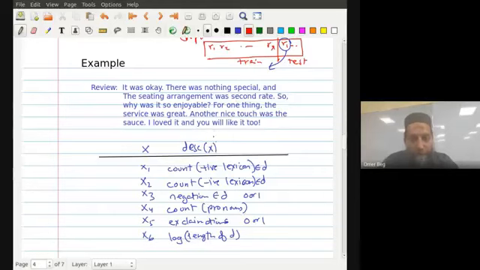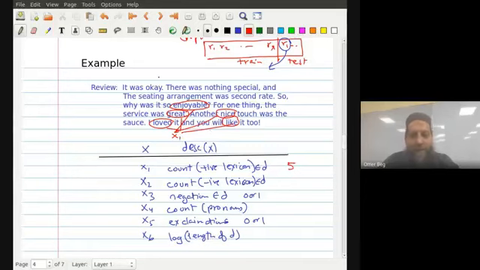So count of positive words. Let's look at some positive words. Enjoyable is a positive word. Great is a positive word. Nice definitely is a positive word. Loved is a positive word. Like is a positive word. So 1, 2, 3, 4, and 5. So I'm going to say the value of x1 is 5. All of these together would count up into x1.